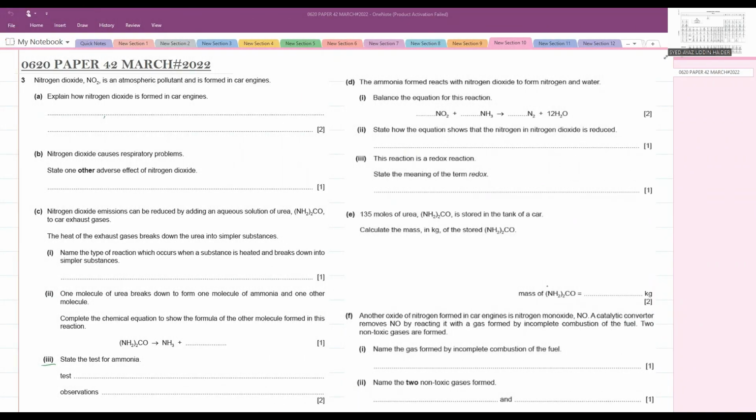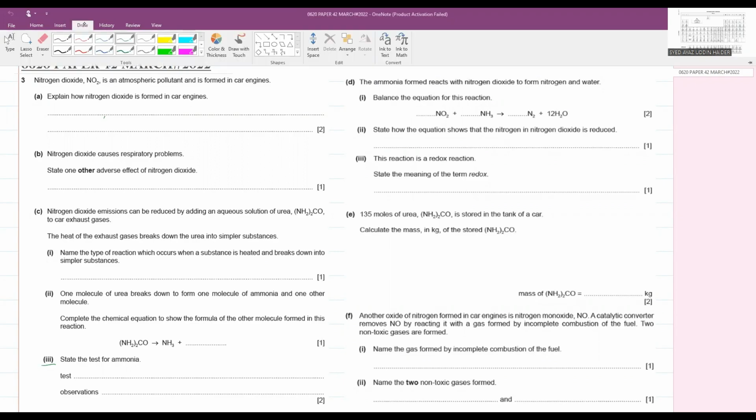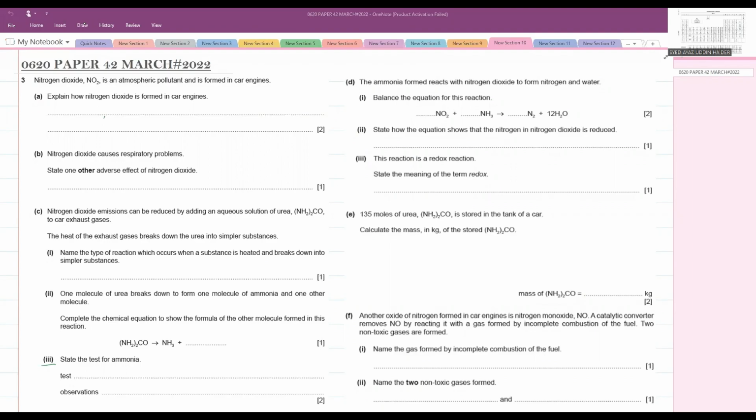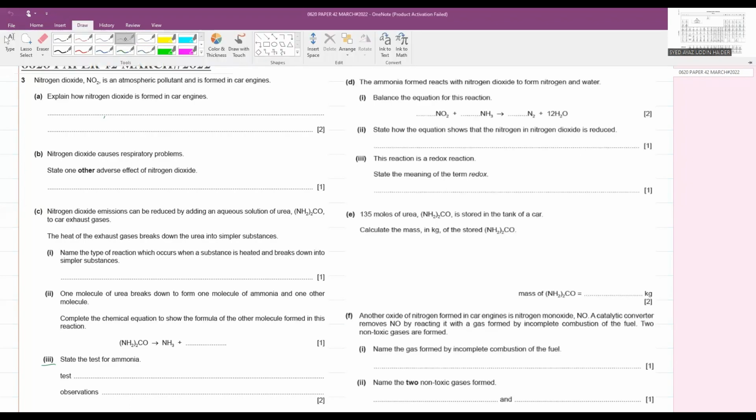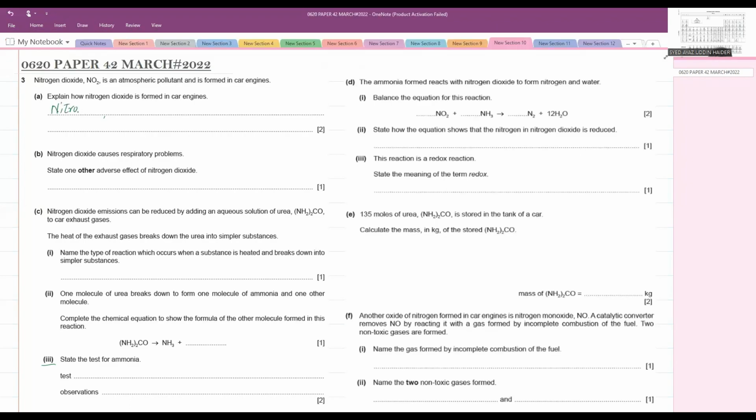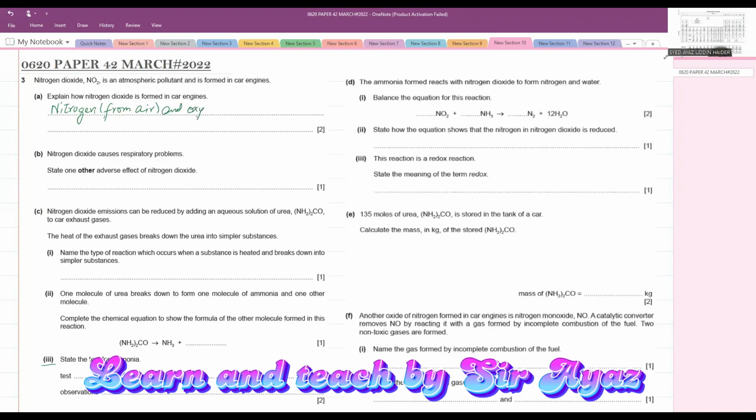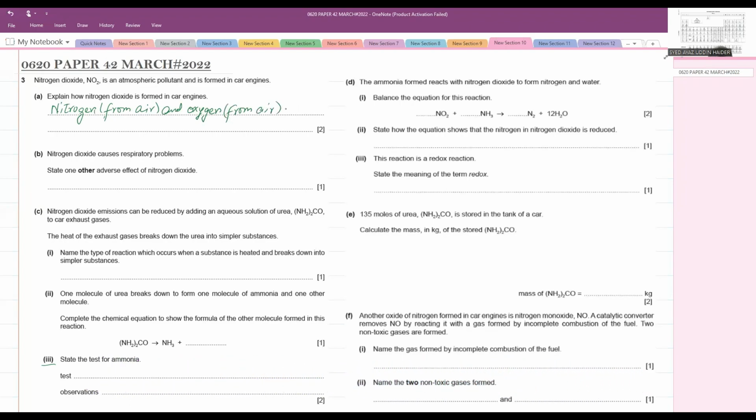Question 3 is about nitrogen dioxide. In part A, they want you to explain how nitrogen dioxide is produced in a car engine. In your answer, you have to mention both nitrogen and oxygen coming from air reacting due to high temperature. So the final answer will be like this: nitrogen from air and oxygen from air react. And the second line, react due to high temperatures of the engine.